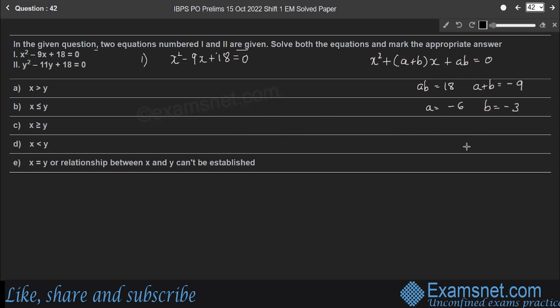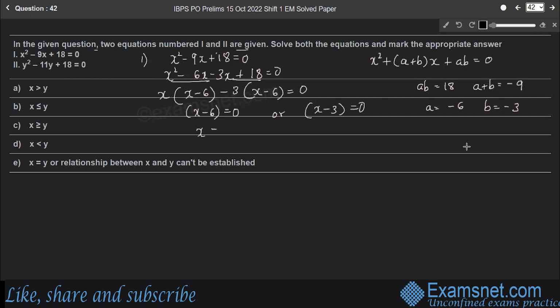Now split the middle term. x square minus 9x can be written as minus 6x minus 3x plus 18 is equal to 0. So take first two terms where x is common, x into x minus 6, minus 3 is common in the last two terms, into x minus 6 is equal to 0. Therefore, either x minus 6 is equal to 0 or x minus 3 is equal to 0. Therefore, we have two values for x. x is equal to 6 or x is equal to 3.